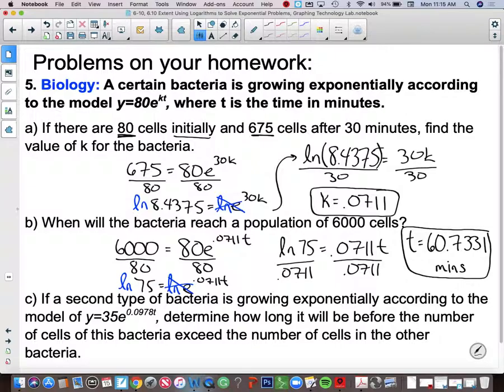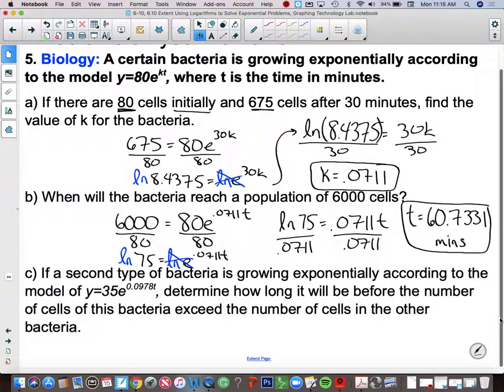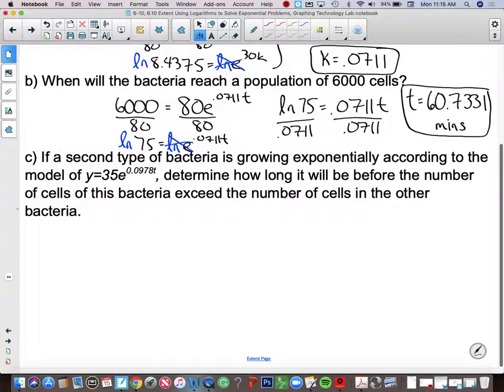So that's pretty impressive. So down here on the bottom, the last one, I advised people to use Desmos to do this. I'll show you how to do it with math here. Okay, so if a second type of bacteria is growing exponentially according to that model, determine how long it'll be before the number of cells in this bacteria exceed the number of cells in the other bacteria. So we want this model here to exceed, so be greater than our original model. So we have to figure out when or what point in time they're going to be greater.